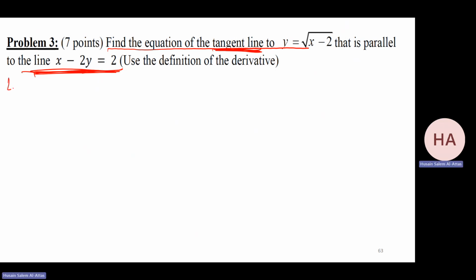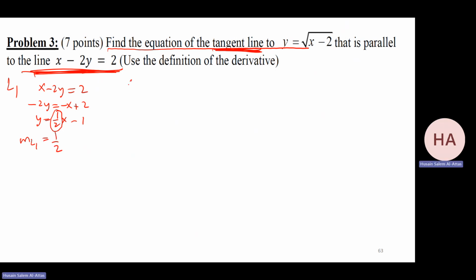Let me call this line L1. So let me rewrite it. X minus 2y equals 2. So I have minus 2y equals minus x plus 2. So I have y equals half x, divided by minus 2, minus 1. But I don't care. I care only about this one. So what is the slope of L1? It's half.